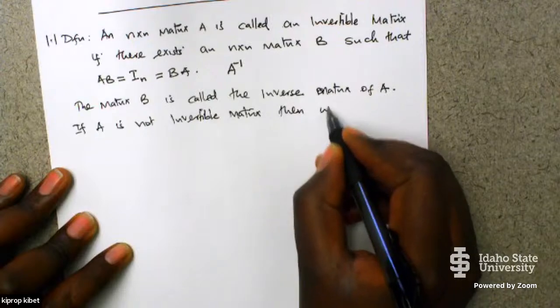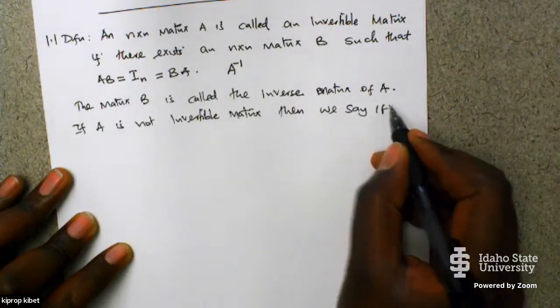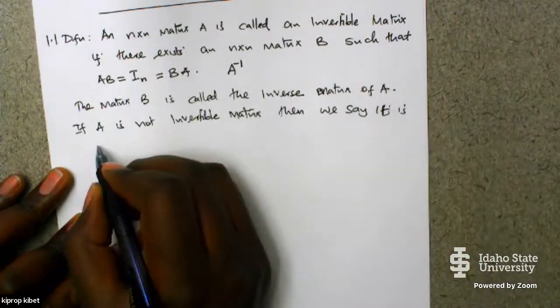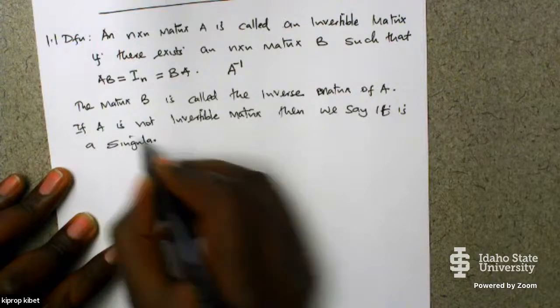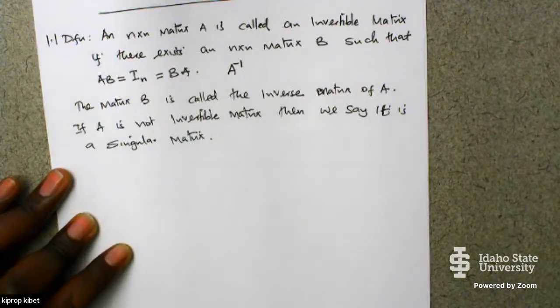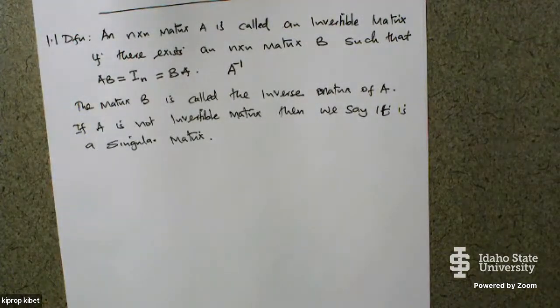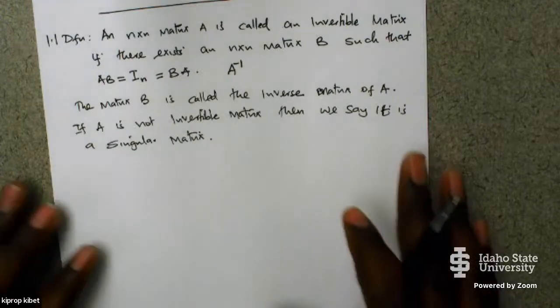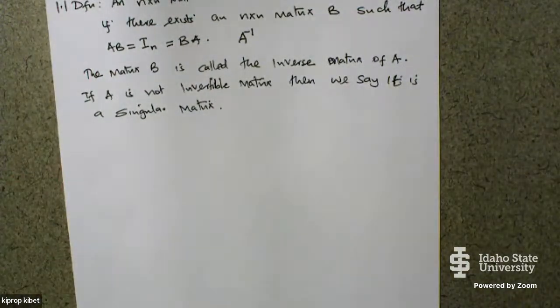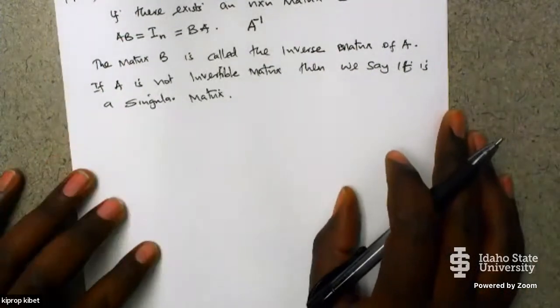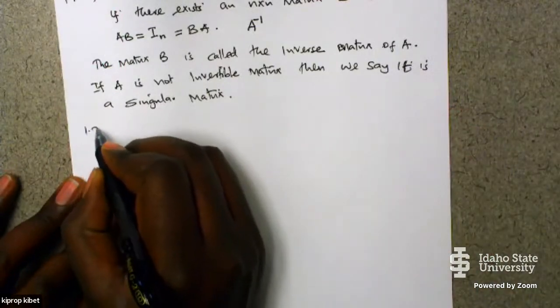If it is not, then we say it is a singular matrix. So if you don't find the inverse of that matrix, then it is a singular matrix. It means when you multiply the inverse by the same matrix and you don't find the identity, then it is a singular matrix.